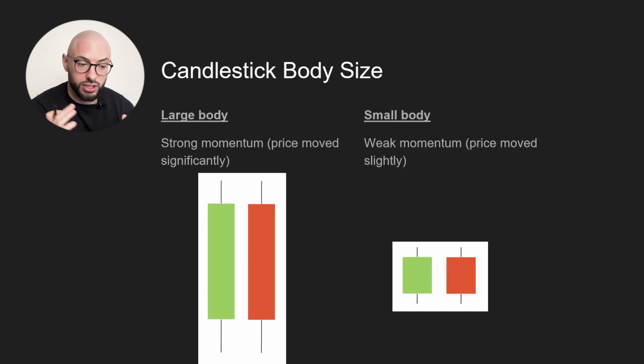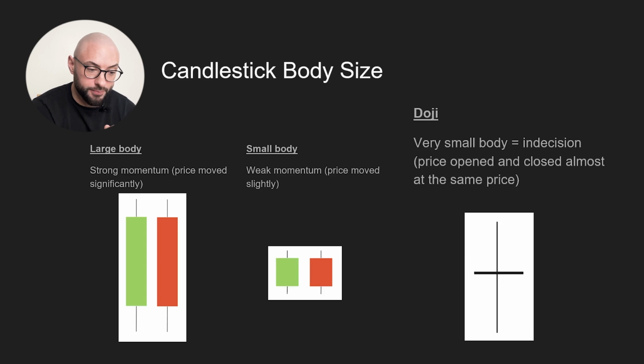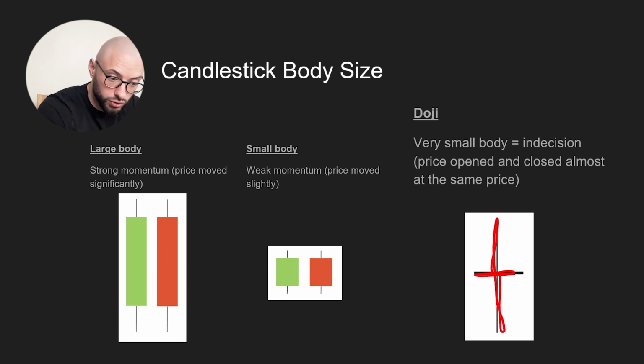And sometimes you'll see a doji. Now this is a very small body, it equals indecision. So price has closed in the middle. There were no winners or buyers, it was an equilibrium. So it opened here in the middle, went up, went down, and just closed back in the middle.